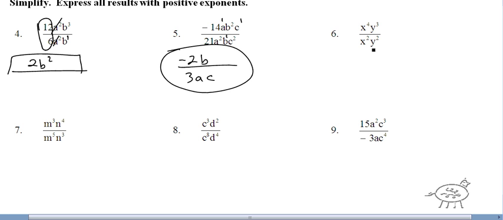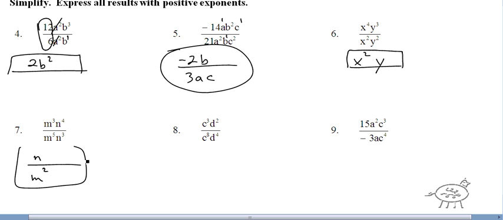Okay, again, here we'll have another battle. And the north wins by 2 for x, so x squared. And here the north wins by 1. And there's nothing in the bottom, so there it is, x squared y. Okay, next one. The south wins by 2 for m's. And the north wins by 1. That's it. Pretty easy schmeezy, people.